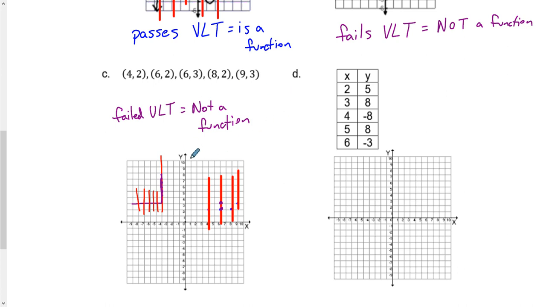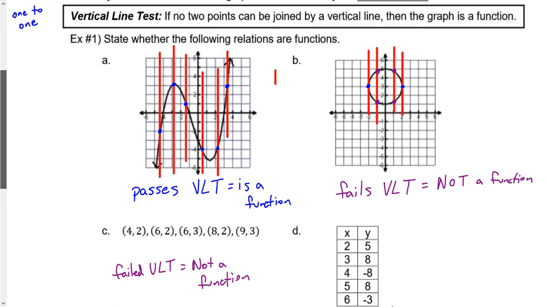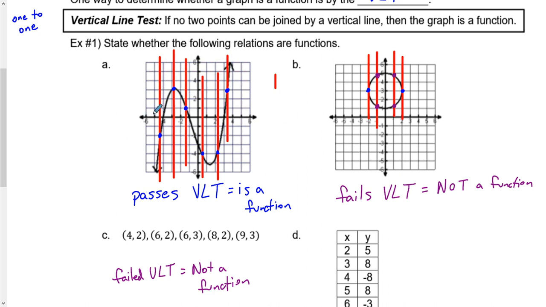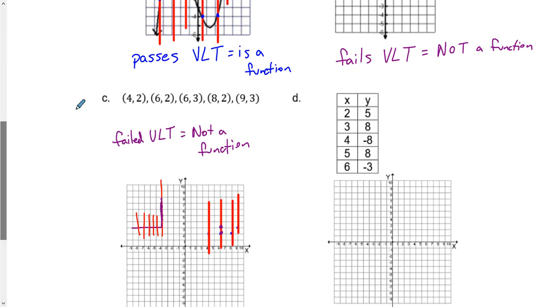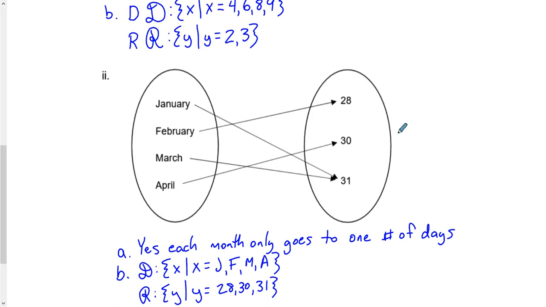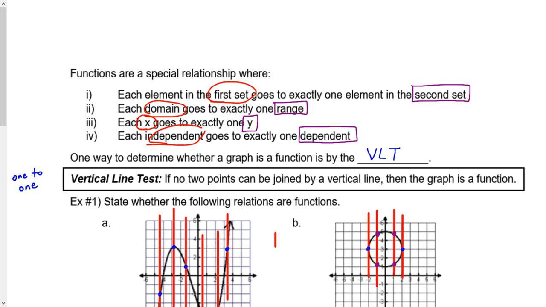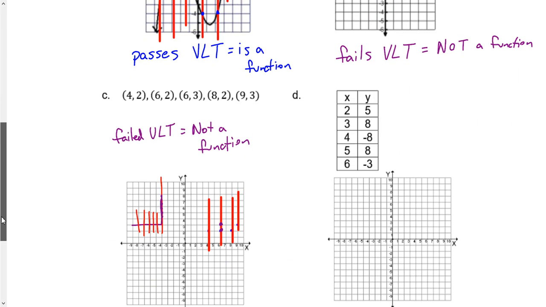you are good. So if you're given a graph, I expect you to use the vertical line test. But if you're given an ordered pair or a table or an arrow diagram, you can ask, does each element of the domain go to exactly one range? If it does, then you have a function. If it goes to 2 things, then it fails. It's not a function.